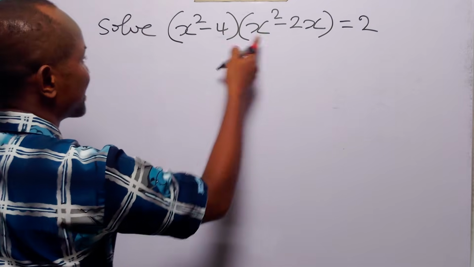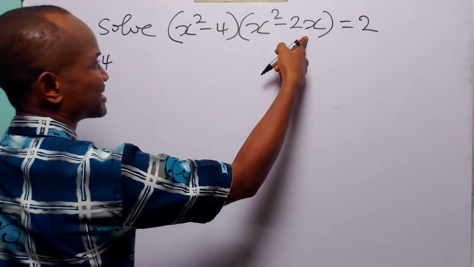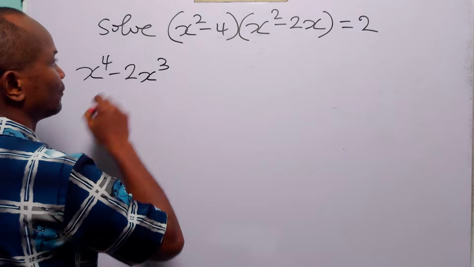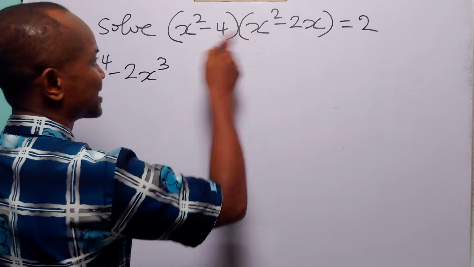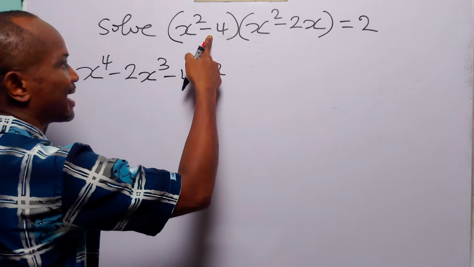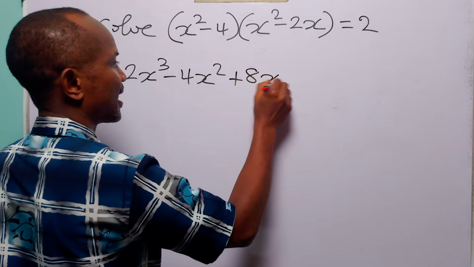x squared times x squared is x to the power 4. x squared times minus 2x is minus 2x cubed. Minus 4 times x squared is minus 4x squared. Minus 4 times minus 2x is plus 8x.